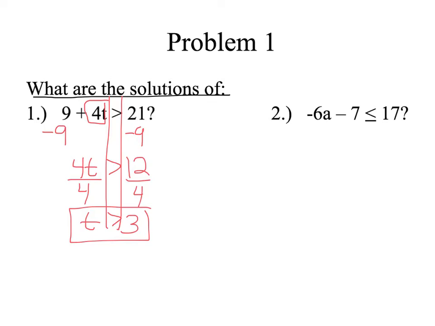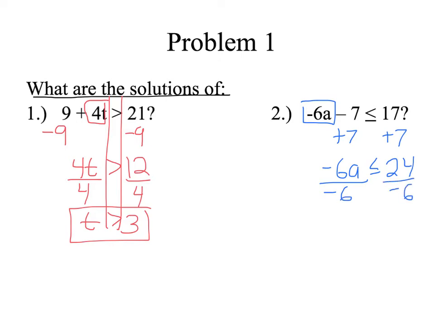So all the numbers that are greater than 3 would be a solution to that inequality. Okay, and number 2 is negative 6a minus 7 is less than or equal to 17. So if a is the variable we're solving for, we want to box that, save that for the end. So we're going to add 7 to both sides. So we have negative 6a is less than or equal to 24.